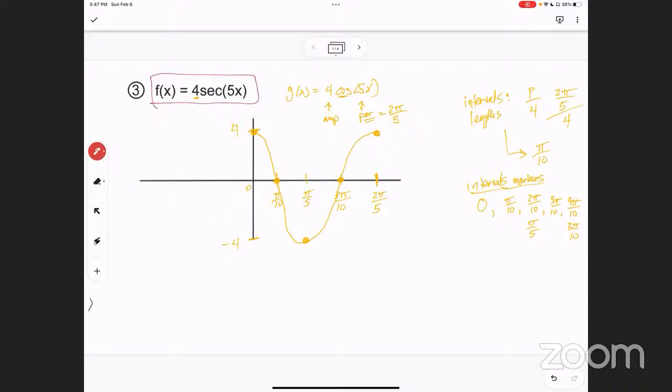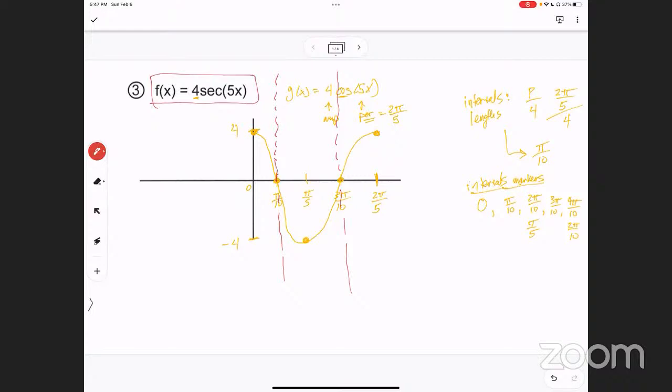So your secant graph, wherever it goes through 0, remember what we talked about before, the secant is 1 over the cosine. So if the cosine is 0 here and here, that means the secant is undefined, which means you're going to have a vertical asymptote. Got it? Yeah.